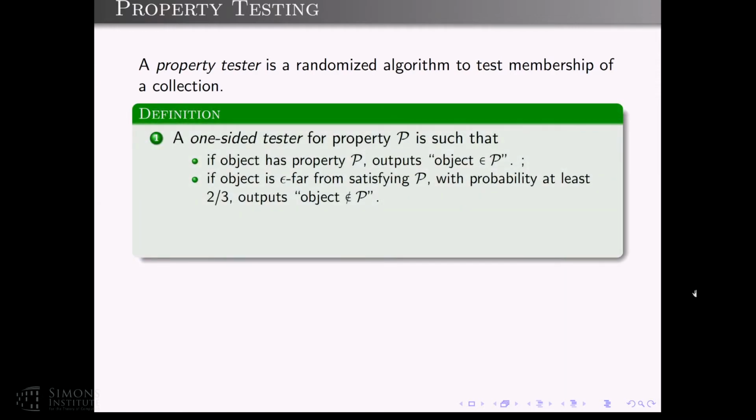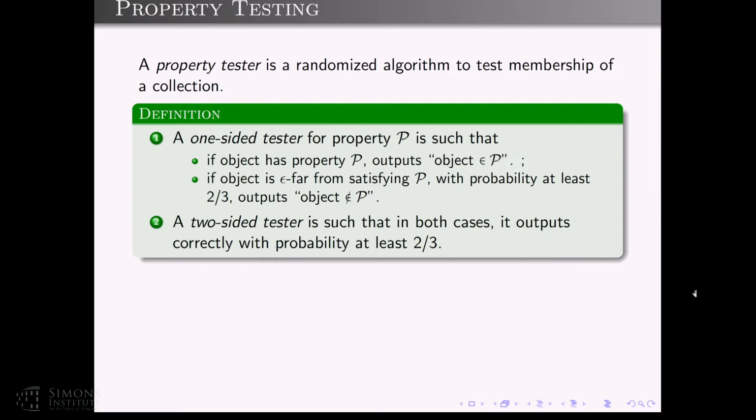A tester is called one-sided for some property P if it's able to make a very good decision in two cases. The first case is when the object has this property, then we want the tester to output that the object has this property. The other extreme case is when the object is epsilon far from satisfying this property under some metric, then with probability at least 2/3, we want it to output that the object is not in this property. The probability 2/3 is somewhat artificial. We can change that number to anything greater than a half by repeating this process multiple times.